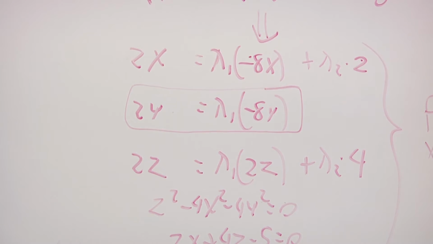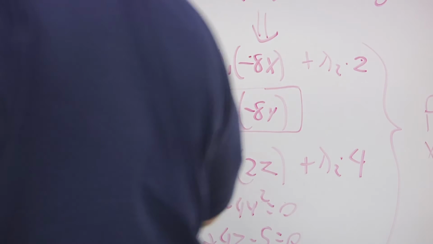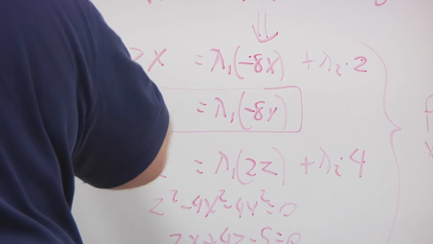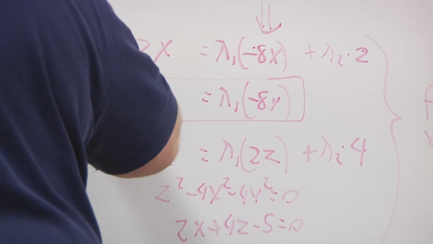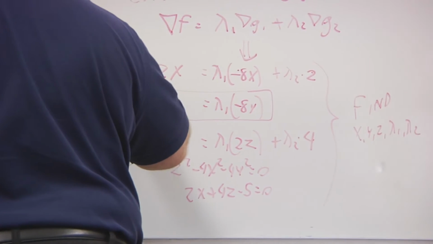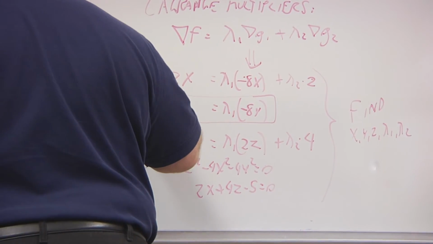Unless, when is that not possible? Yeah, y equals 0. If y equals 0, then what? Then the whole thing is 0. Yeah, the equation is satisfied. So this tells you either lambda 1 is -4, or y equals 0.